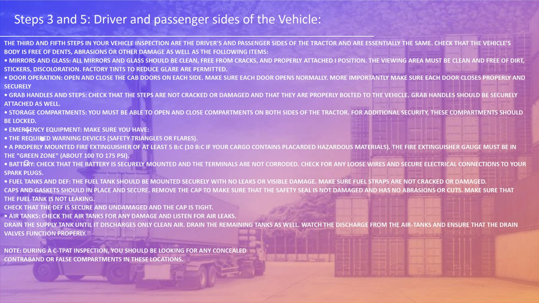Fuel tanks and DEF. The fuel tank should be mounted securely with no leaks or visible damage. Make sure fuel straps are not cracked or damaged. Caps and gaskets should be in place and secure. Remove the cap to make sure that the safety seal is not damaged and has no abrasions or cuts. Make sure that the fuel tank is not leaking. Check that the DEF is secure and undamaged and the cap is tight.